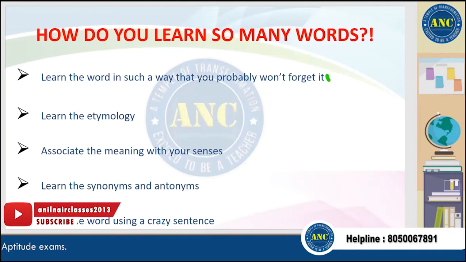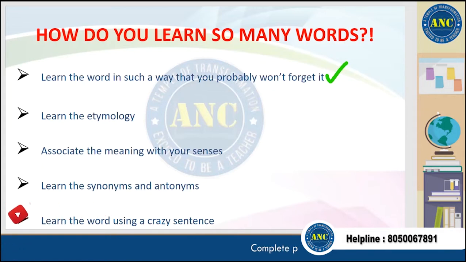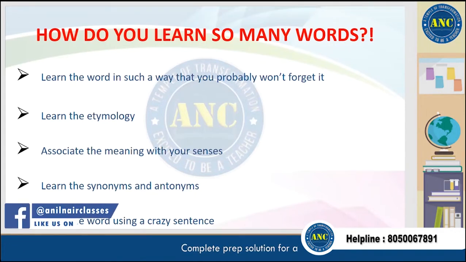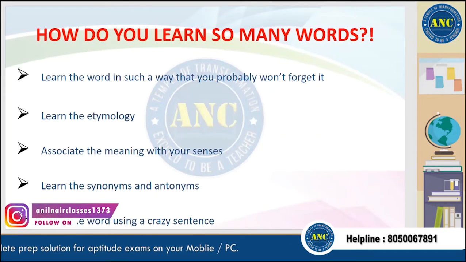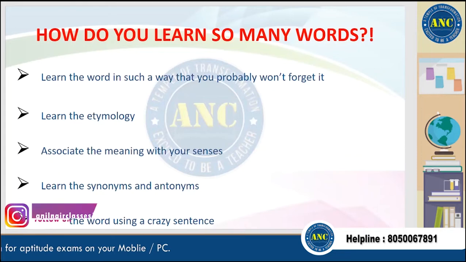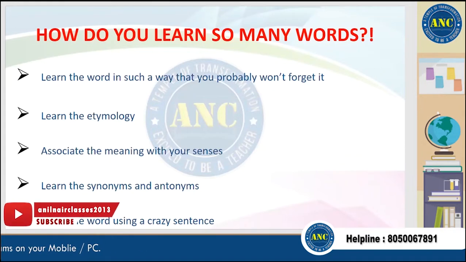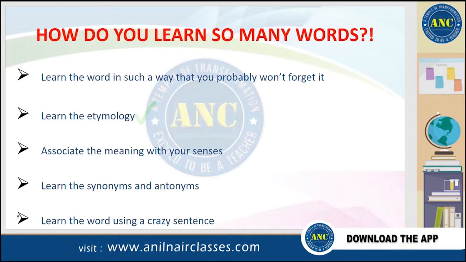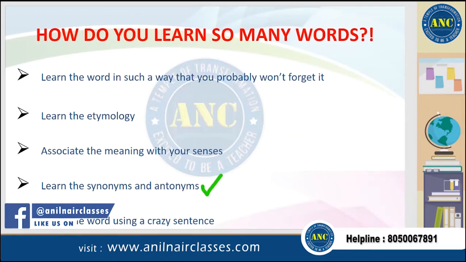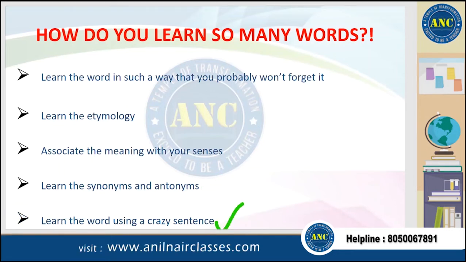You can learn the word in such a way that you probably won't forget it. This is actually a really good example because you associate a certain image in your head to the word, and whenever you see the word, you'll think of the image. You could learn the etymology, you could associate the meaning with your senses, you could learn the synonyms and antonyms, and you can learn the word using a crazy sentence.